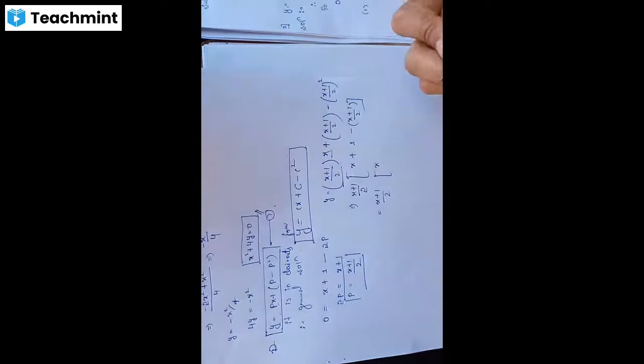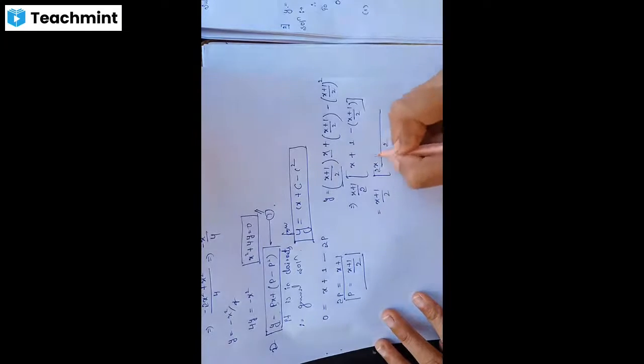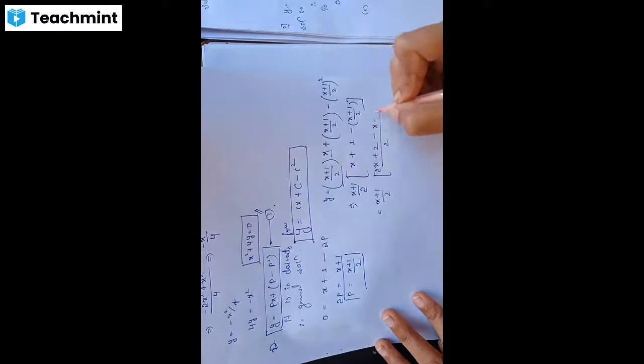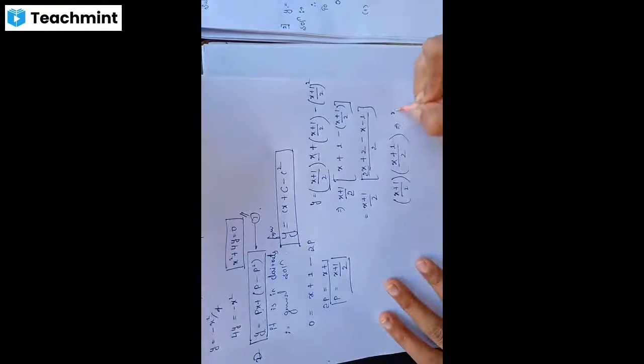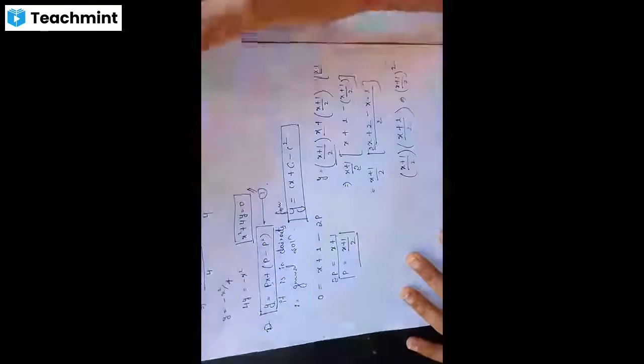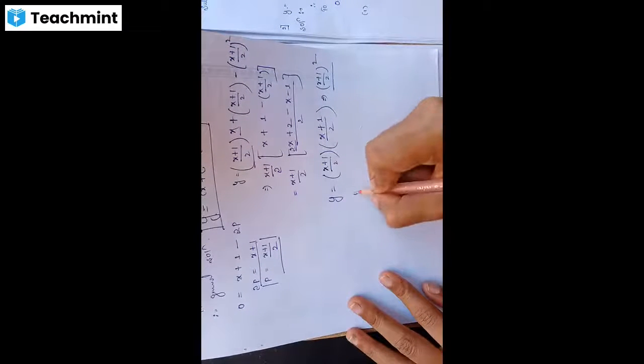So here can I take 2 as LCM? If I take 2 as LCM, let's multiply this one: 2x plus 2 minus x minus 1. So 2x minus x is x, plus 2 minus 1 is 1, divided by 2. So x plus 1 by 2 as it is. So it will become x plus 1 by 2 whole square. So what it becomes? Y is equal to x plus 1 by 2 whole square.